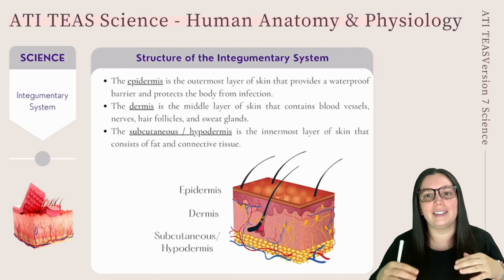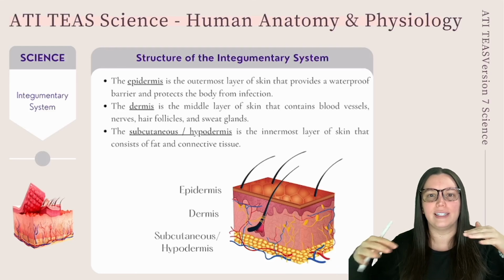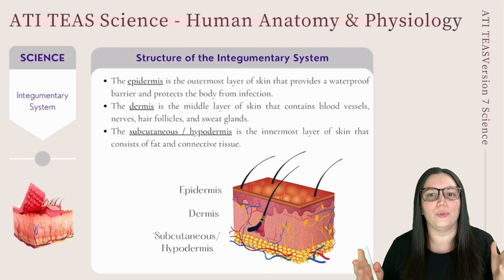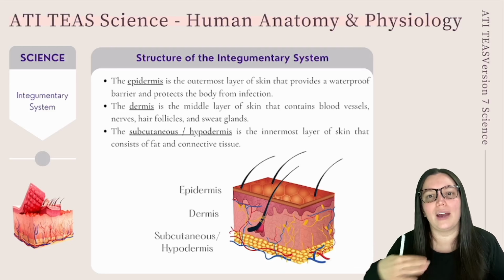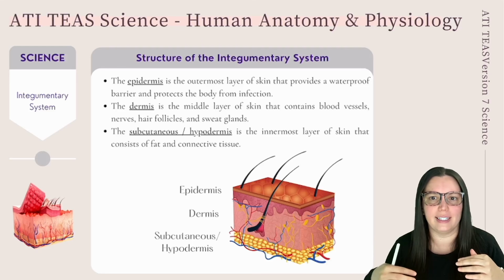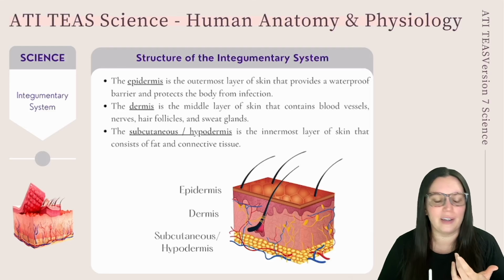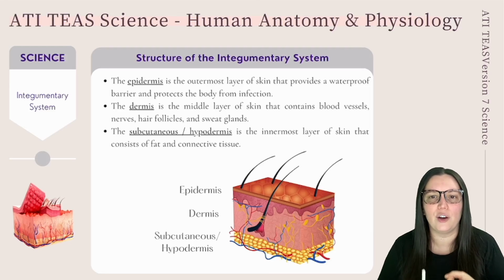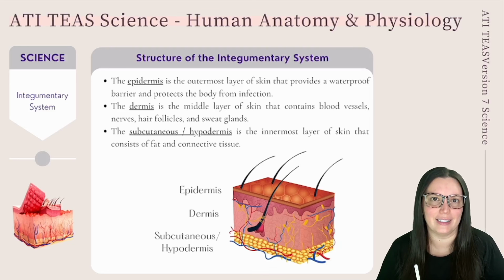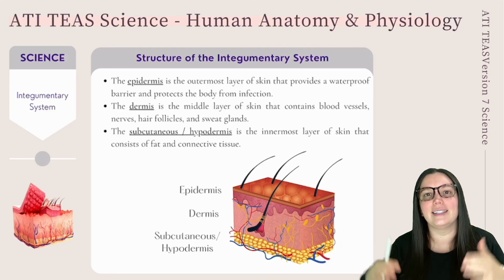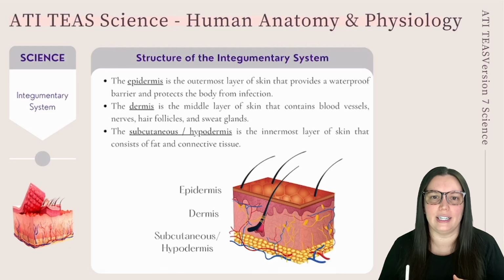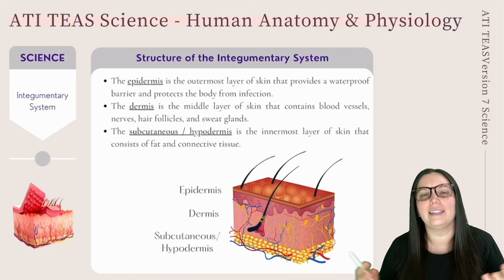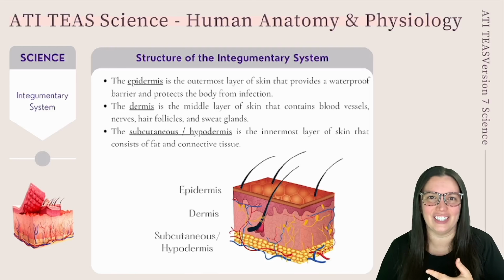So the epidermis is the outer layer of the skin, and that's what helps with the waterproof barrier, as well as protecting our body from infection. Underneath that, you have your dermis. That's that middle layer of the skin. And this usually contains your blood vessels, nerves, hair follicles, as well as sweat glands. And then lastly, the subcutaneous level, also known as the hypodermis, is the innermost layer of the skin. And that typically contains fat as well as connective tissue.